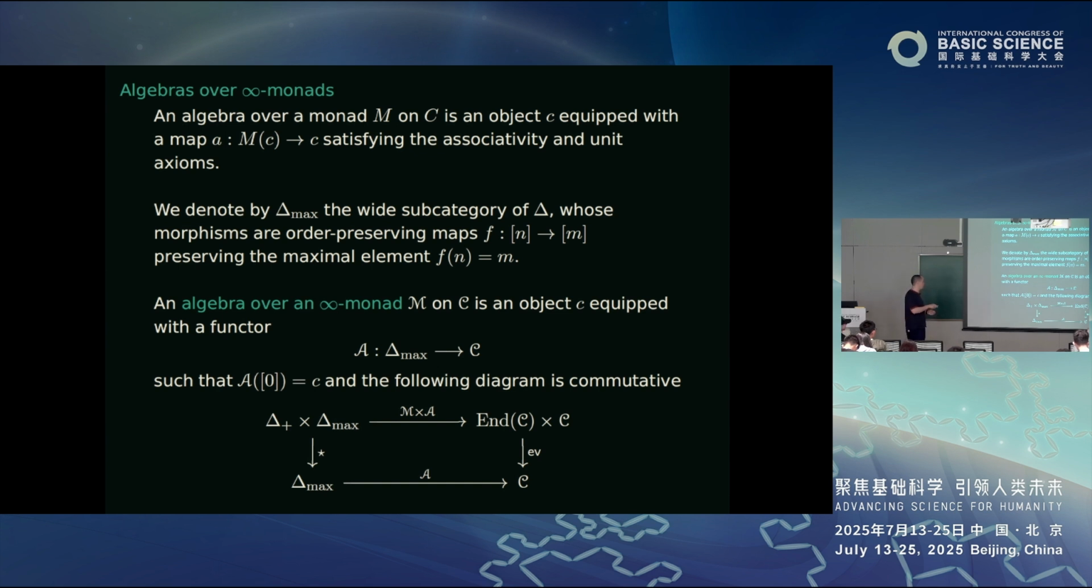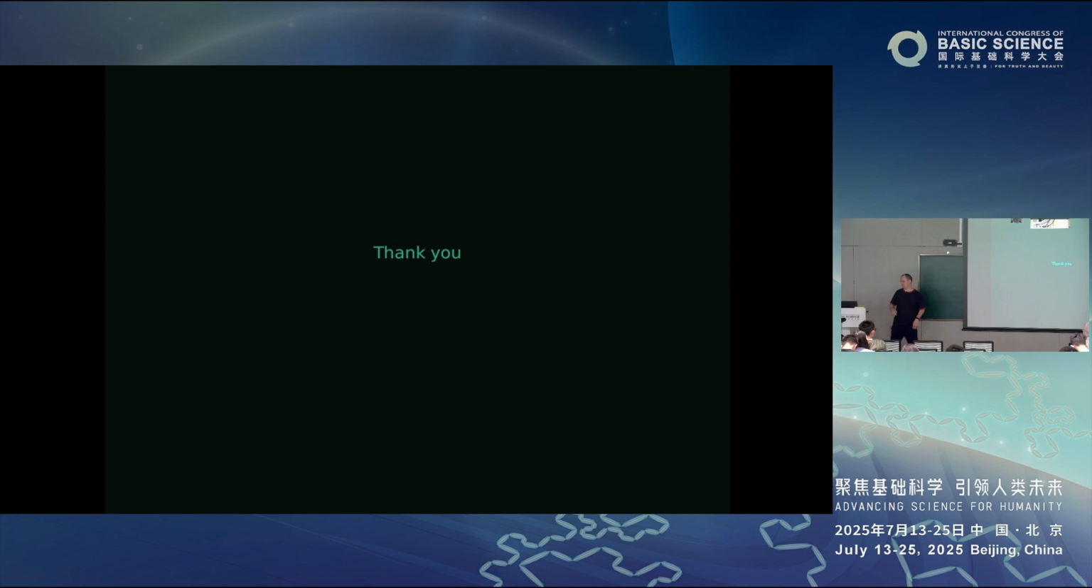So we can define an algebra over an infinity monad M on some category C as an object equipped with a functor from this delta max to C, which sends object zero from this category to this chosen object C, and such that it respects the structure of action of delta plus on delta max and the structure of action of the endofunctors on C. This is what I wanted to say. Thank you very much.